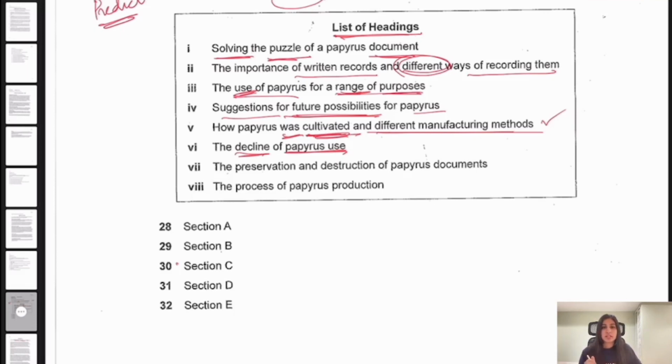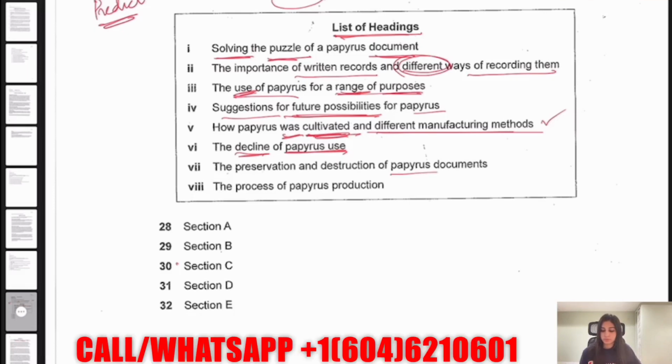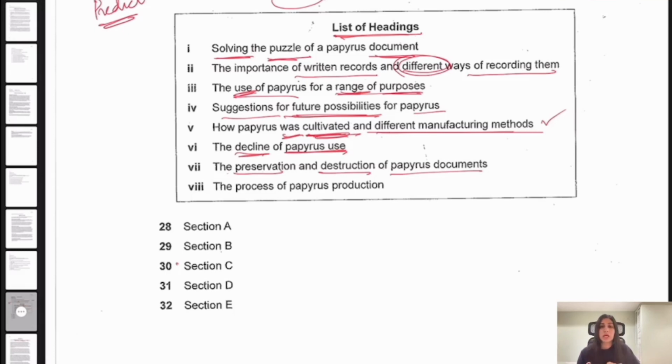The preservation and destruction of papyrus documents. So preservation and destruction of the document. So how it was preserved and how it was destroyed. Both the things. So how it was protected and how it was destroyed or removed or eradicated, whatever. So both are important. If the paragraph is only talking about one, then this is not the answer. Both should be mentioned in the paragraph.